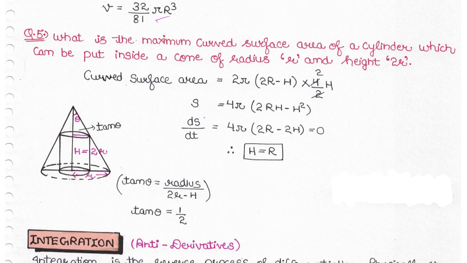Now, what is the maximum curved surface area of a cylinder which can be put inside a cone of radius r and height 2r? As you can see from this figure, the curved surface area is 2π(2r − h) into h. So we can write S is equal to 4π(2rh − h²), or dS/dh is equal to 4π(2r − 2h) is equal to 0, or h is equal to r.